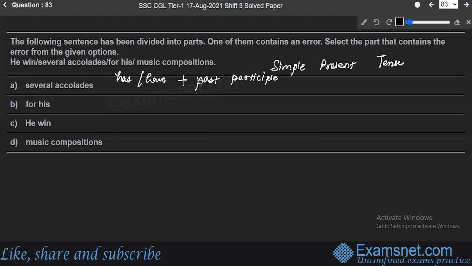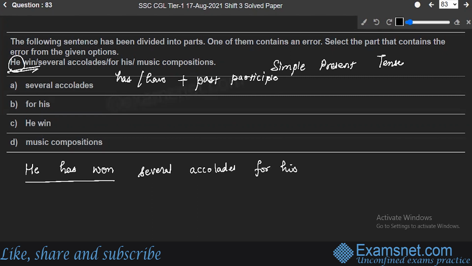Okay. So here the pronoun he is singular. Therefore, we will use has. It should be he has plus the past participle of win, which is won. The rest will remain the same. He win will be replaced by he has won. Next will be the same: several accolades for his music compositions. Hope you are clear with this, right? So option C is the correct answer to the question. Hope you are clear. Let's move to the next question, number 84.